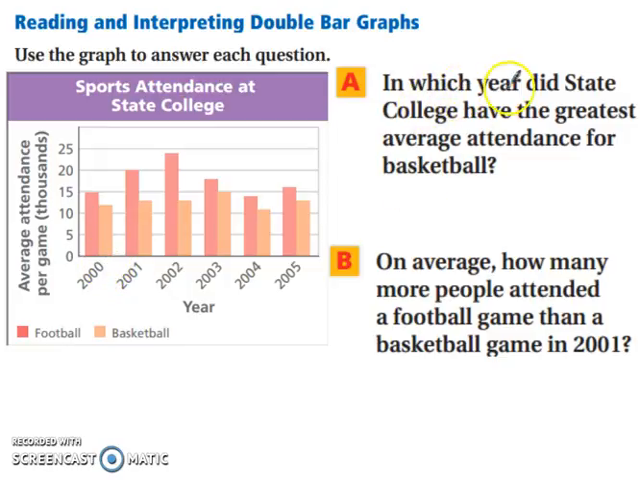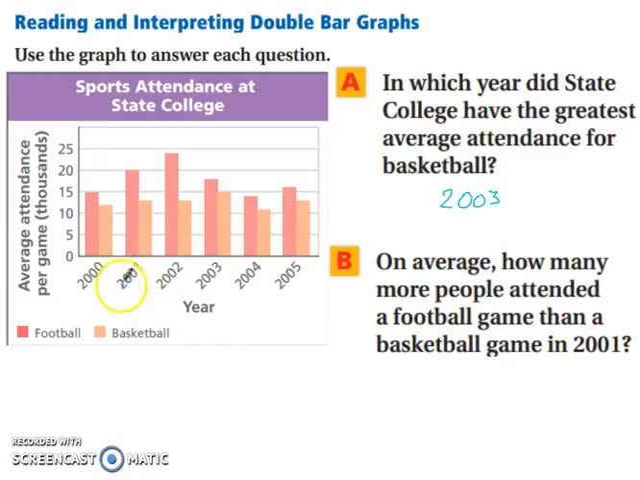So, in which year did State College have the greatest average attendance for basketball? So, find the tallest orange bar, because orange is for basketball. Well, that would be in the year 2003. Alright, so now let's move on to the next question. On average, how many more people attended a football game than a basketball game in 2001?